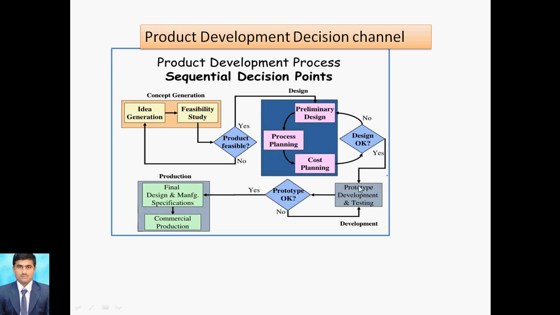So we form a prototype, and as we know, different methods are available for testing. Then we test it, and if it is okay, then it goes for final selection. Otherwise, if it is not okay, then it returns to the original position. So after finalizing, if the design is finalized, then we can go for commercial production. So this is regarding the product development decision channel.